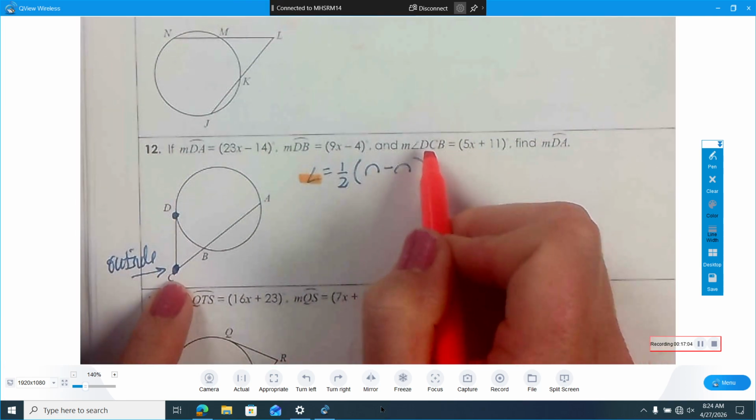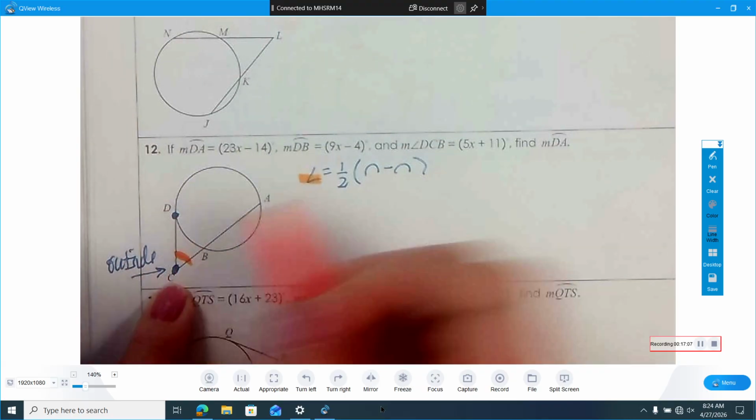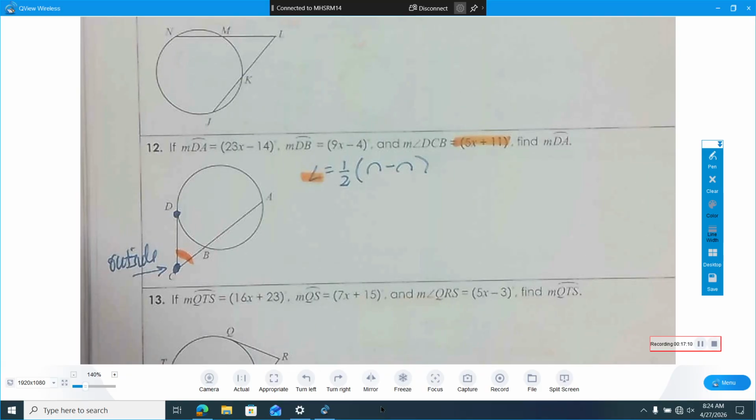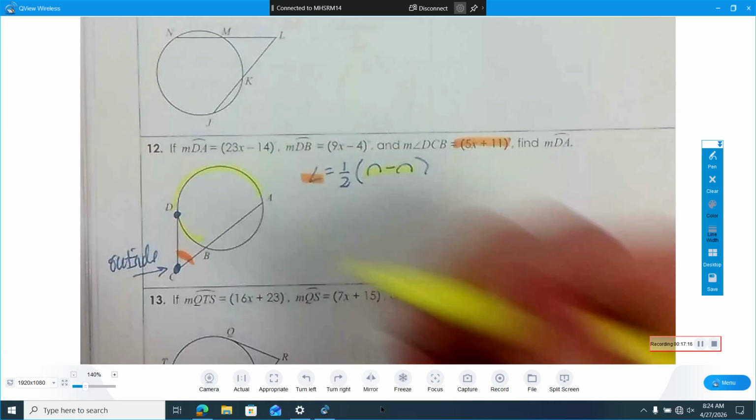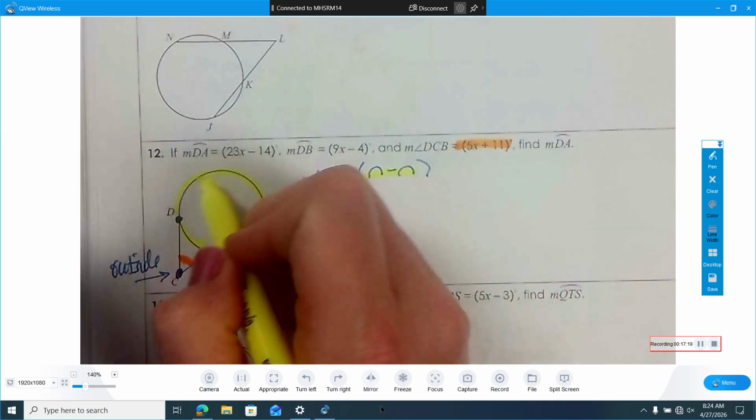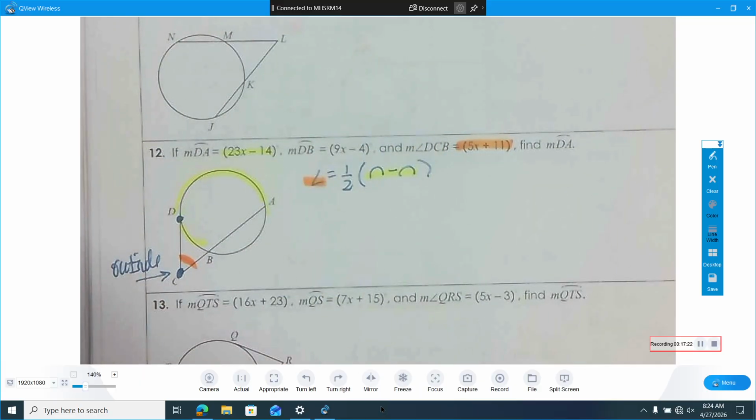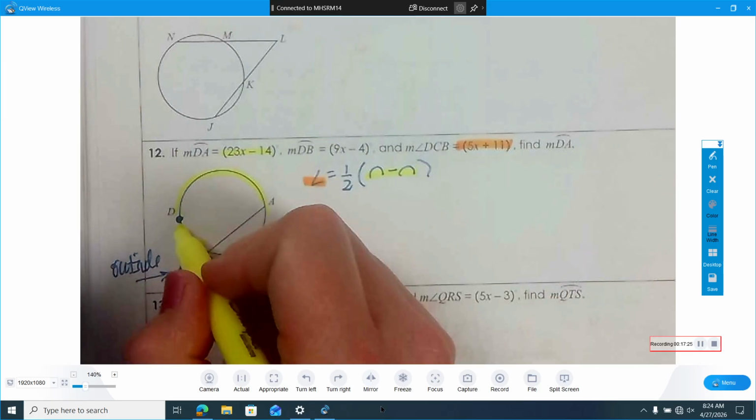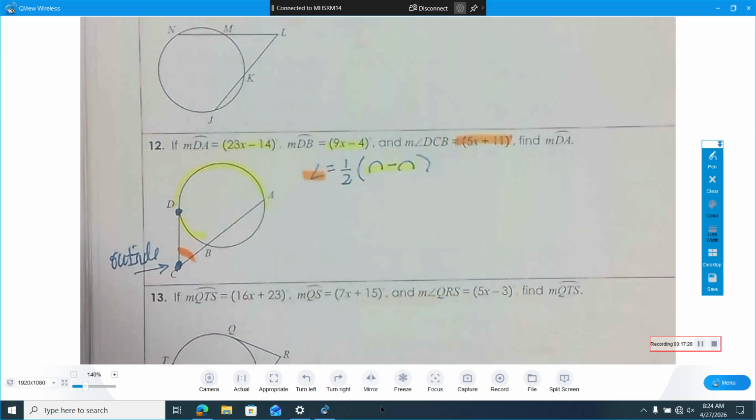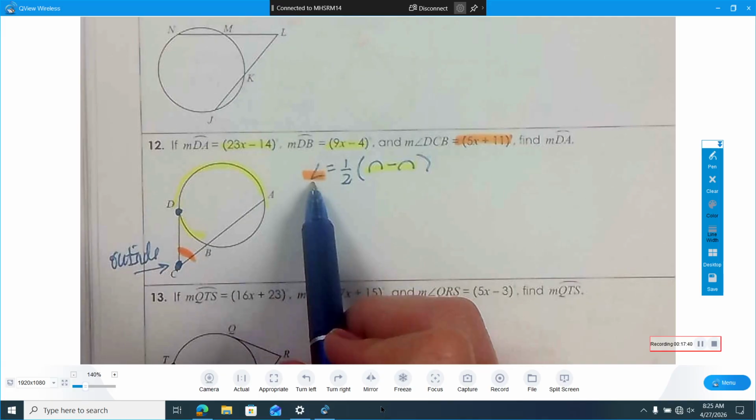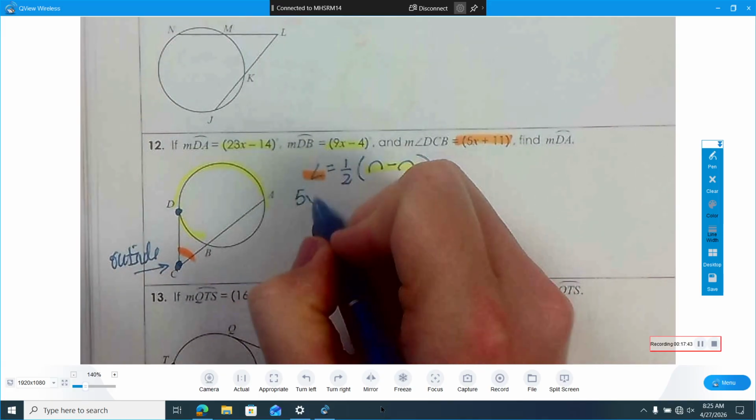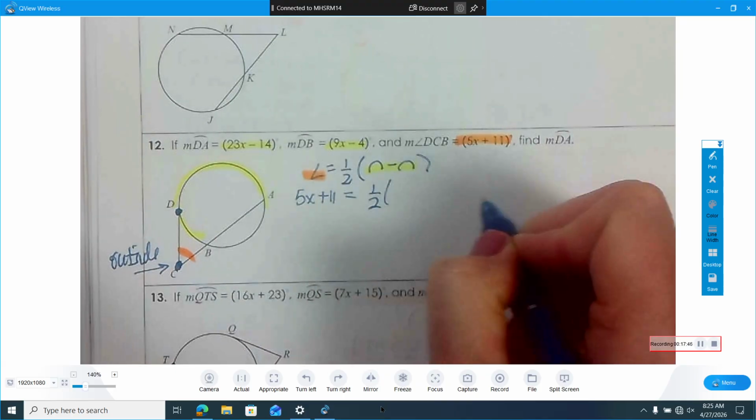So my angle here is angle DCB. So that's my orange angle right there. And then arc minus arc would be the far arc minus the near arc. So we want arc DA, so that's right there, minus the near one, which is DB, 9x minus 4. So this one is really tricky because we're subtracting, and anytime you're subtracting, you have to be uber careful. So what should I write in place of my angle? 5x plus 11. Is equal to 1/2 of arc minus arc.